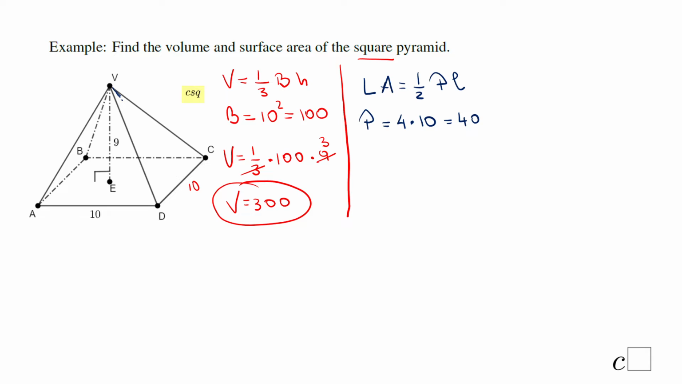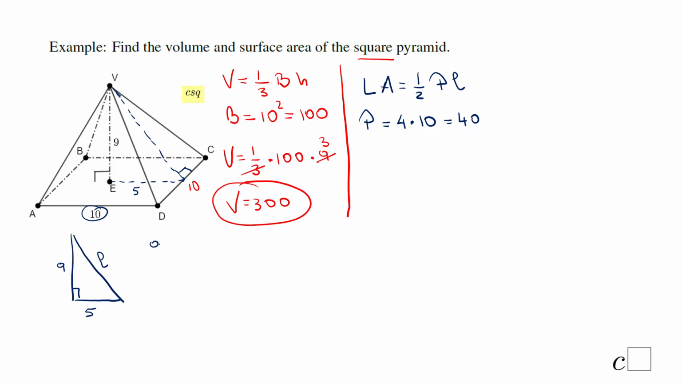I'm going to draw one of them, and I think this one is the best to be drawn. So you can see this slant height is perpendicular to this side BC, and these two meet at the same point. And if you take a look at that triangle, that is a right triangle. And because this is 10, this is half, 5, just 5 here. And this is 9. So we need to find this slant height, the L I call it.